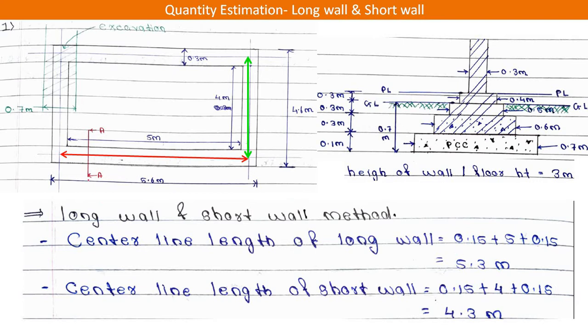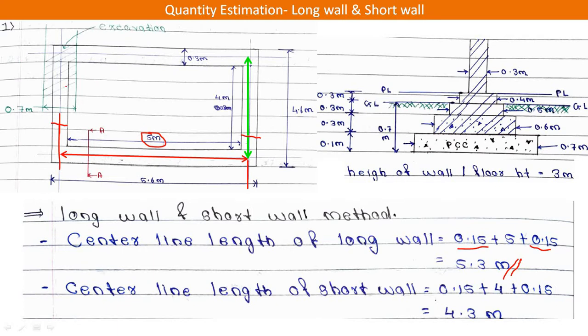So the center line of the long wall will be from here to here. So the center line will be 0.3, which is the width of wall, divided by 2, which is 0.15, plus 5 meters plus 0.3 by 2, which means 0.15. It comes as 5.3 meter as a center line of the long wall.